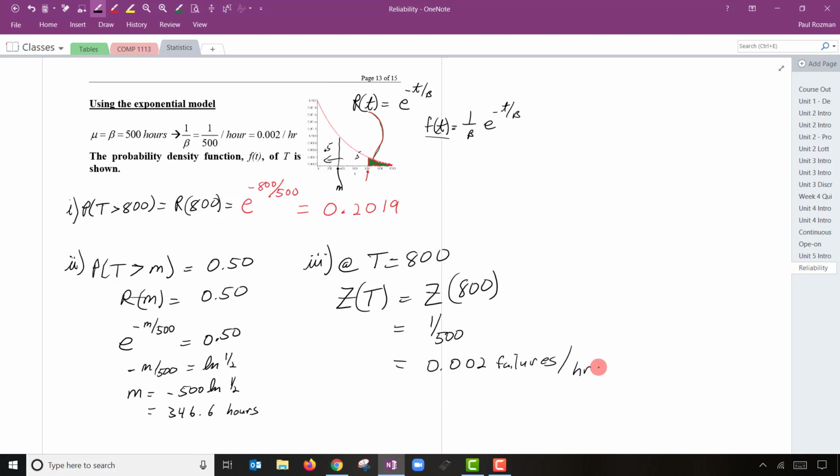Now this function here, if you're wondering where this came from, remember it is Z of T is little f of T over big R of T, which is given right up here, and that just turns out to be 1 over beta when we're talking about the exponential distribution. So there we go. We answered 3 questions if our product has an exponential model.